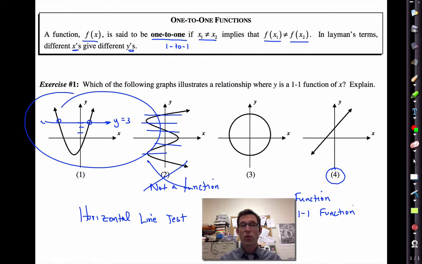The reason that works, of course, is that along a horizontal line, the output is always the same. y equals a number. Therefore, if it hits the graph more than once, such as exercise number 1, then the same output got repeated. Okay? Anyhow, I'm going to clear this out, so write down anything you need to, and then we're going to move on to exercise 2.